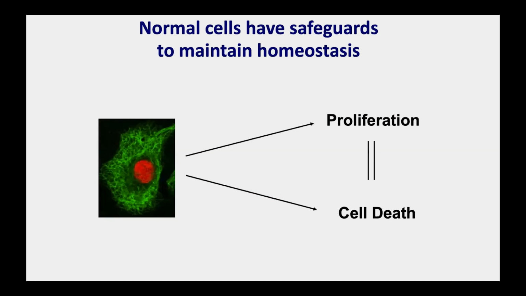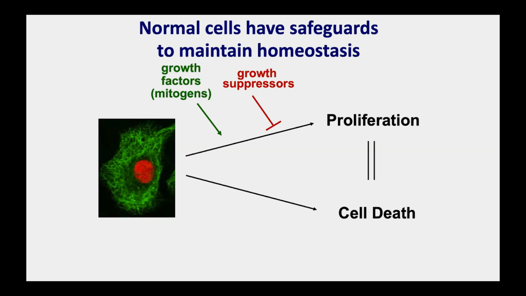So how does a tissue maintain homeostasis? So normal cells have these safeguards to control these processes. So there are growth factors, also called mitogens, and that's because they induce mitosis, which is part of the cell division process. So these growth factors promote cell proliferation. And likewise, there are growth suppressors that block cell proliferation, and they are in careful balance with each other. Similarly, there are death signals that promote cell death and survival factors that inhibit cell death.